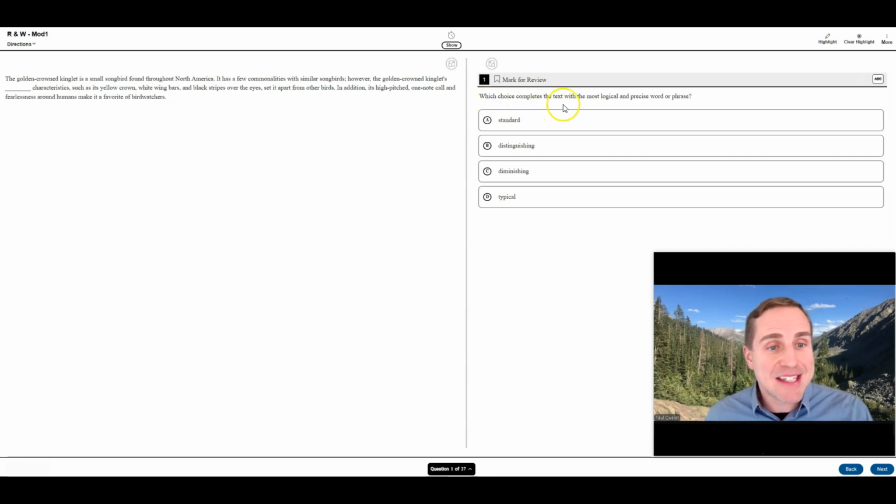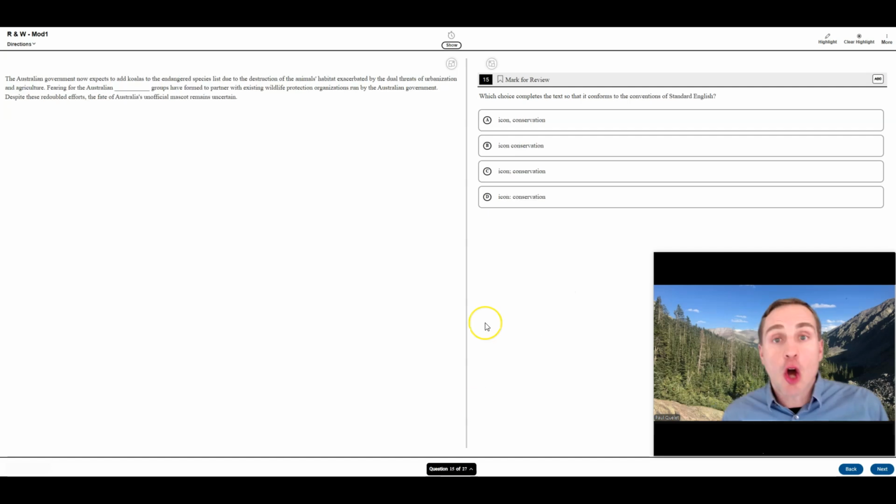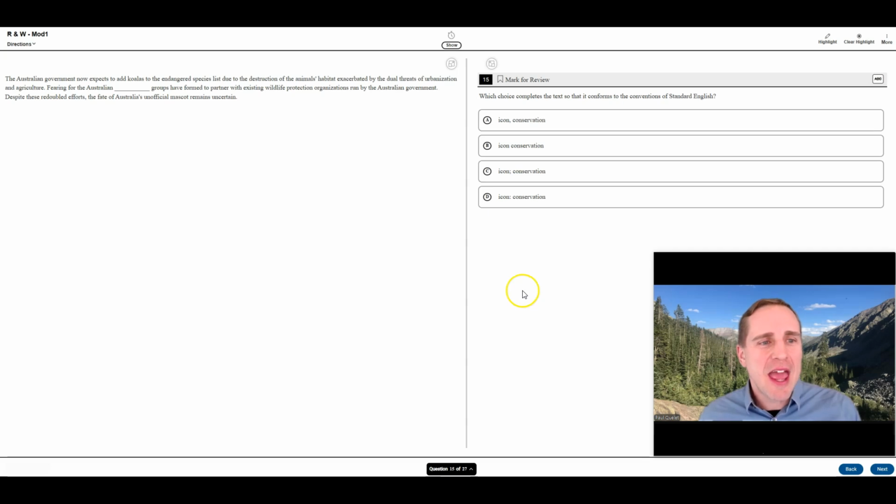Which choice completes the text with the most logical and precise word or phrase? So on the reading and writing section, if you recall from my coaching, I do not recommend that you start at the beginning of the reading and writing section. I recommend you start about halfway through with English grammar because those will be questions that are mostly just straight multiple choice and you won't have to do nearly as much reading. Okay, so I advanced to question 15 here, about halfway through the 27 questions, and this is the first one which says conventions of standard English. So that's English grammar. So I recommend we start here.